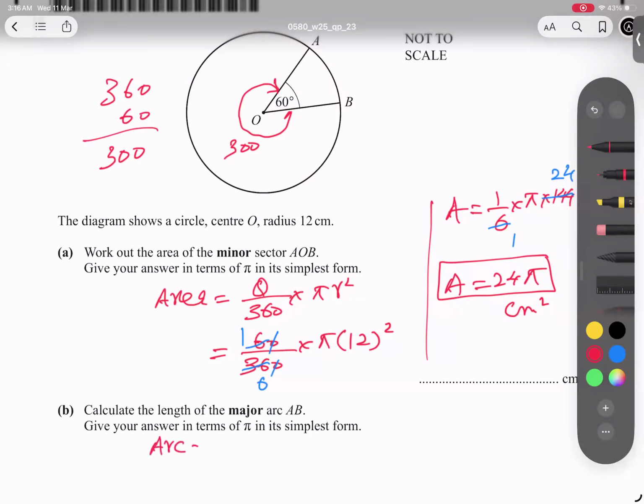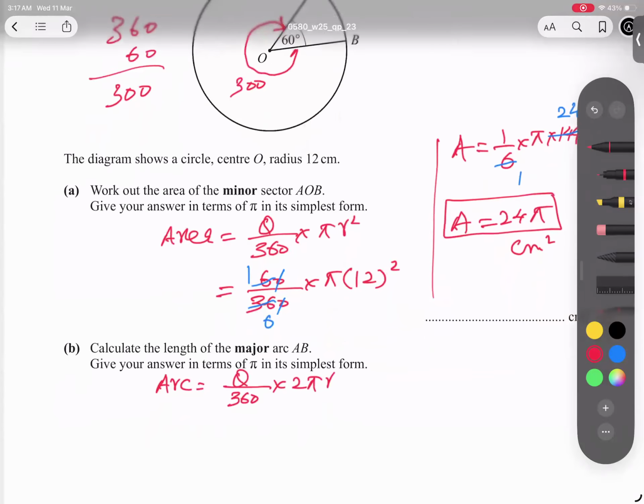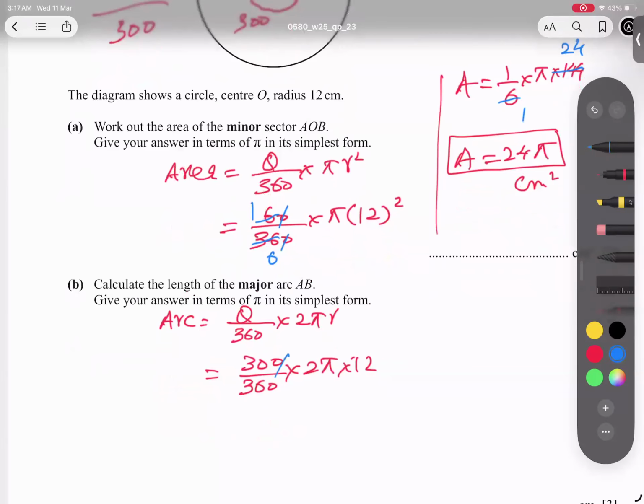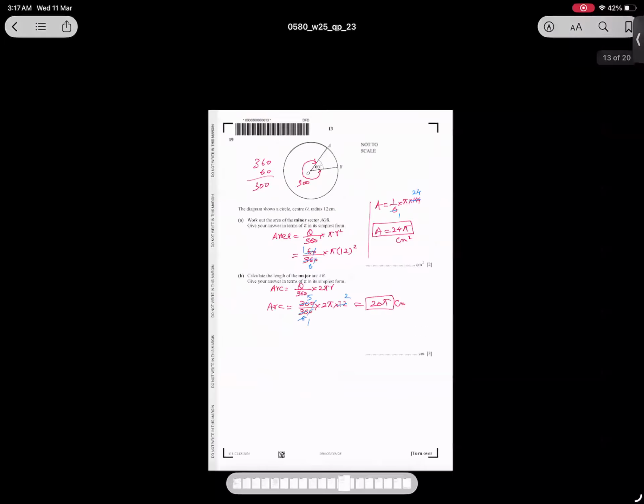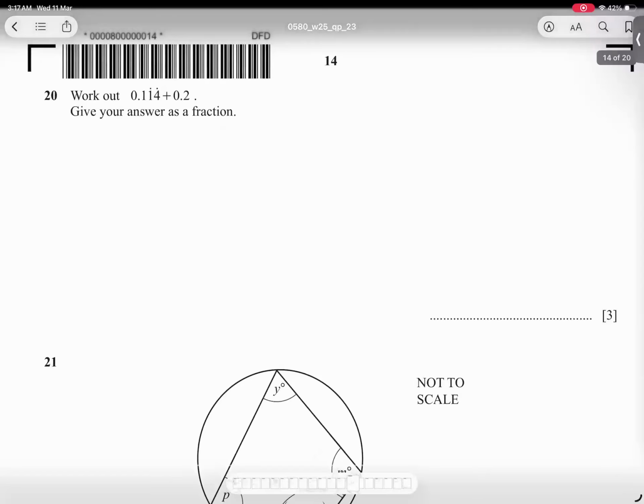The arc length formula is theta over 360 times 2 pi r. So I'm using 300 and the radius is 12. Now the zeros cancel out. Table of 6: 6 5s are 30, 6 1s are 6, 6 2s are 12. If you check carefully, 2 2s are 4 and 4 5s are 20, and pi as it is, centimeters. So this is my answer. I hope the concept is clear. Let's go for the next question.